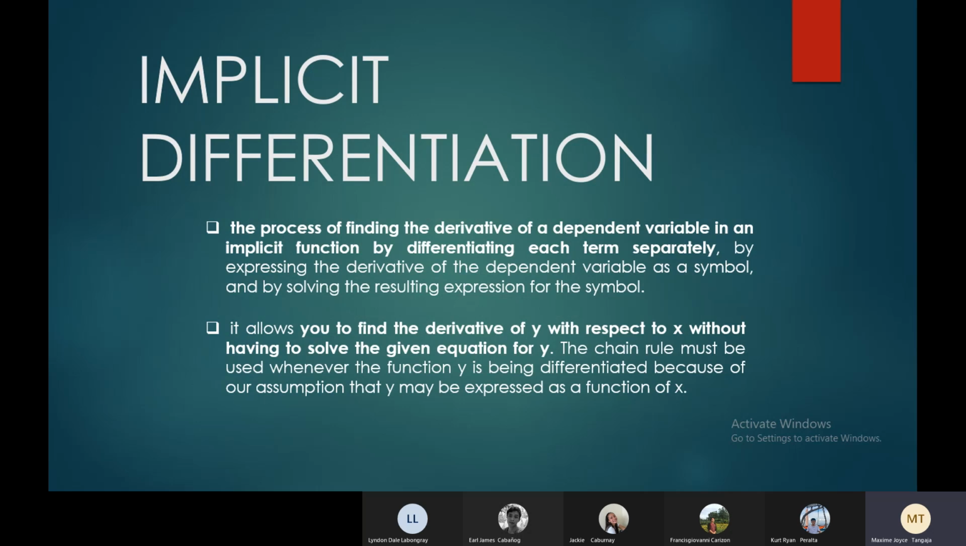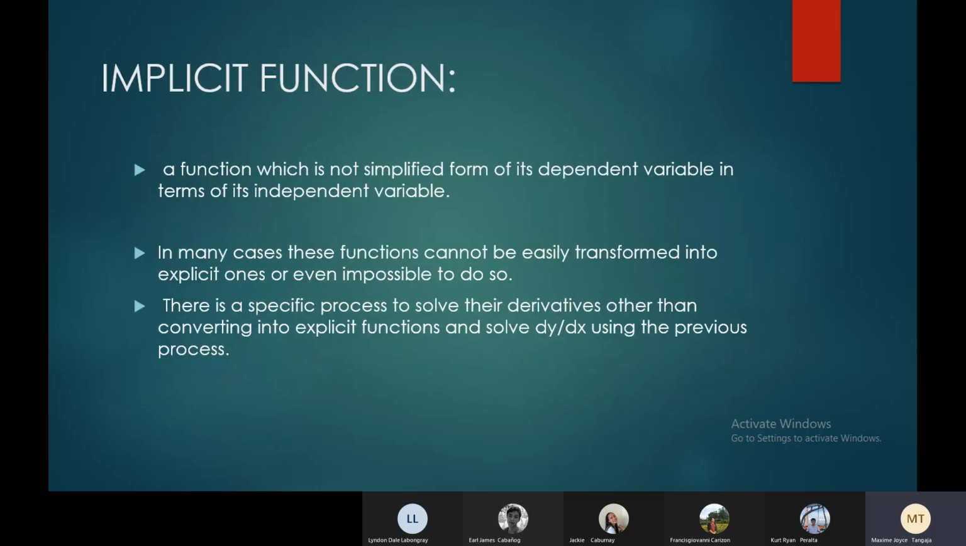So, what is implicit differentiation? It is the process of finding the derivative of a dependent variable in an implicit function by differentiating each term separately, by expressing the derivative of the dependent variable as a symbol, and by solving the resulting expression for the symbol. Also, it allows you to find the derivative of y with respect to x without having to solve the given equation for y. The chain rule must be used whenever the function y is being differentiated because our assumption is that y may be expressed as a function of x.